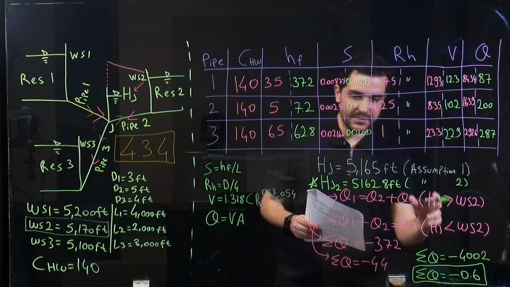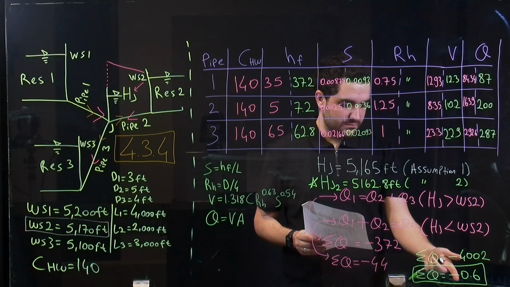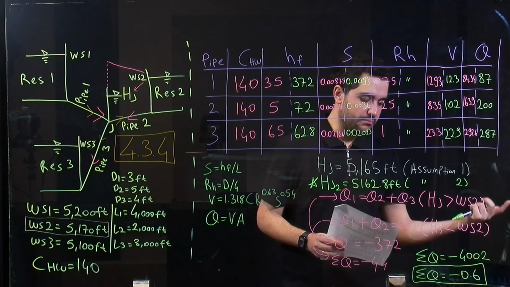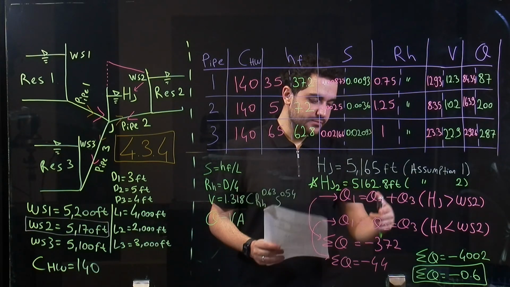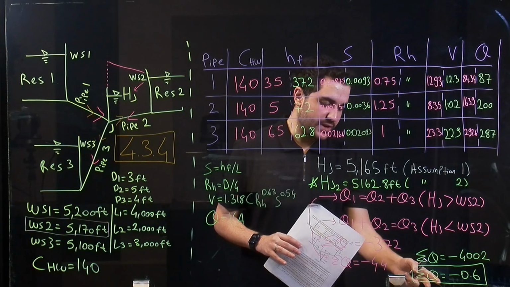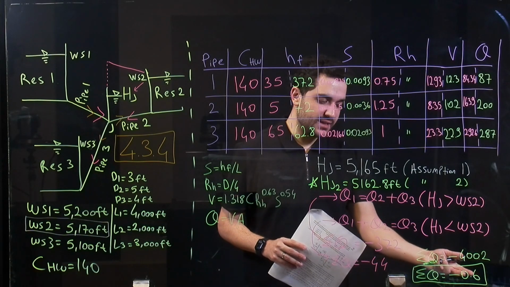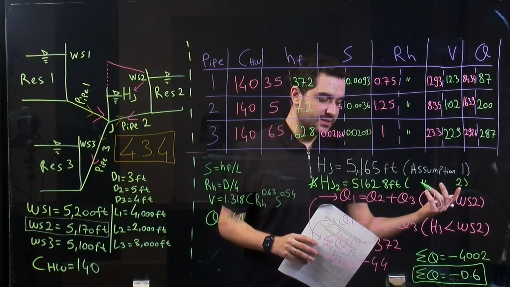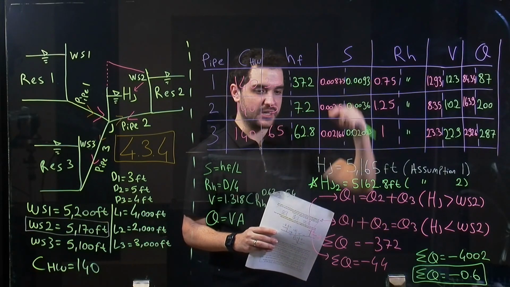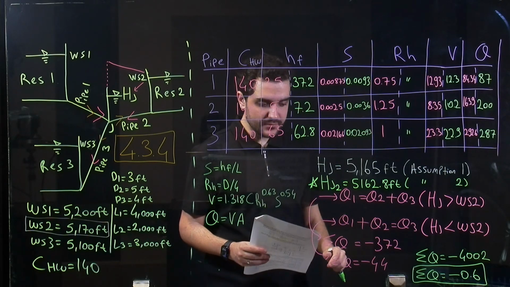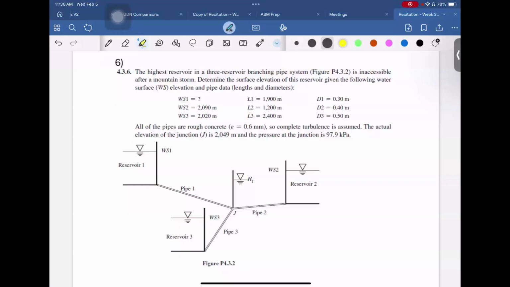And for example, if we had less value from that, for example minus 20, we were going to decrease this value again. But in the case where the final flow rate is, for example, positive 40 cubic feet per second, then we were going to increase our Hj, so that we can decrease the final flow rate.